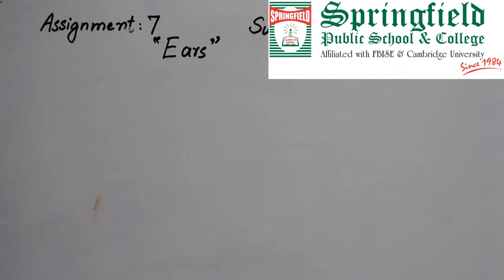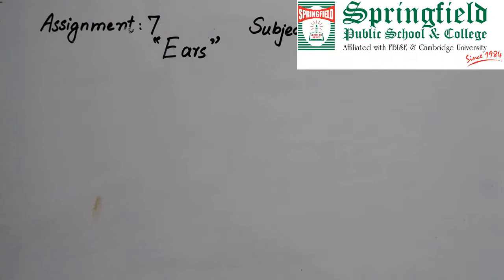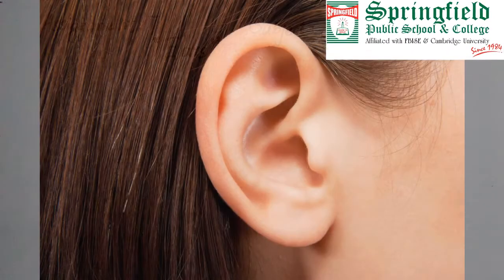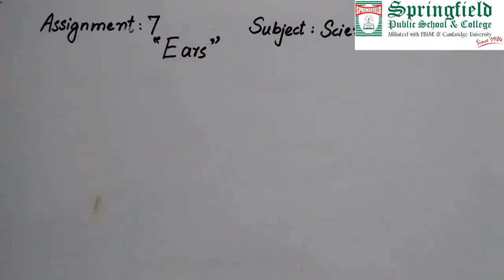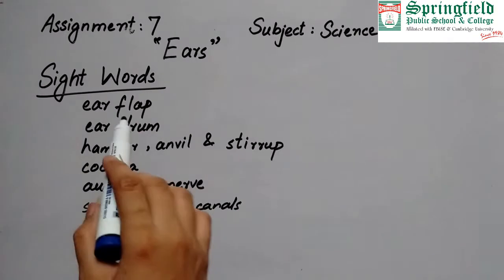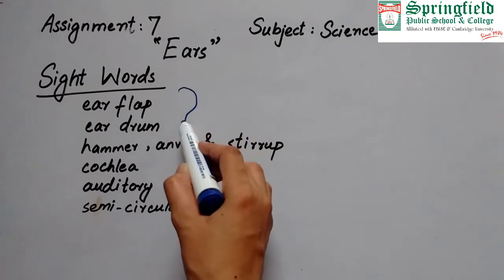The purpose of hearing, the sense organs are ears. So we will see how the ear functions and what its structure looks like. But before starting, firstly we will see the sight words. Here are the sight words. Number one is ear flap. It is the outer ear which looks somewhat like this.